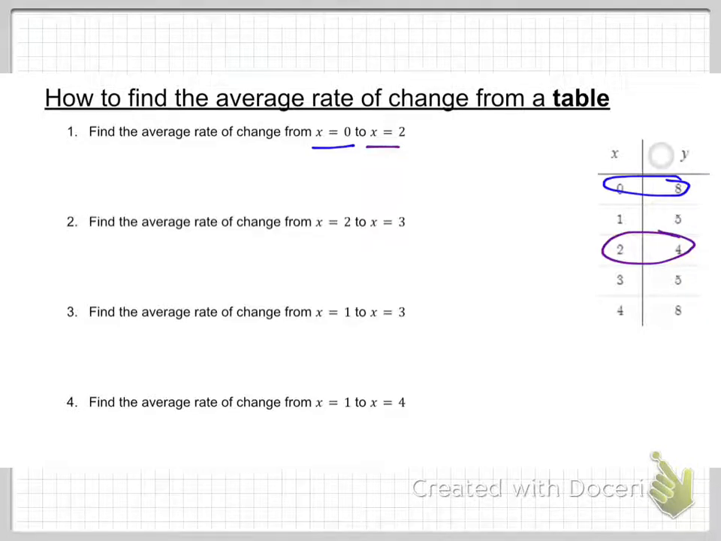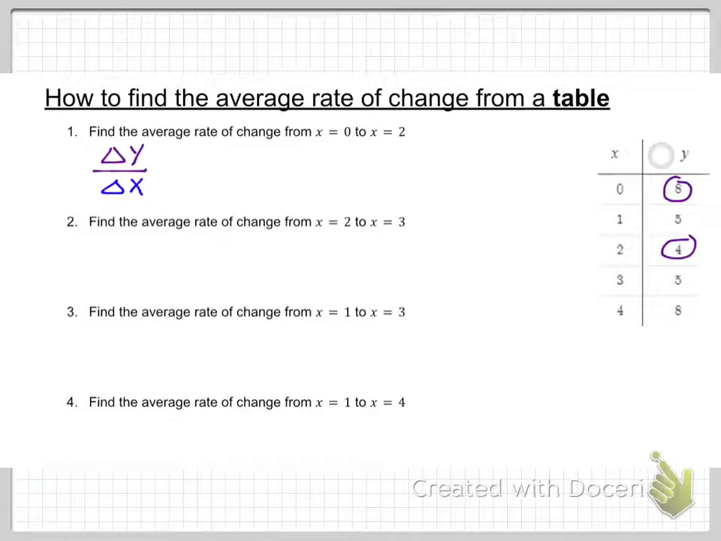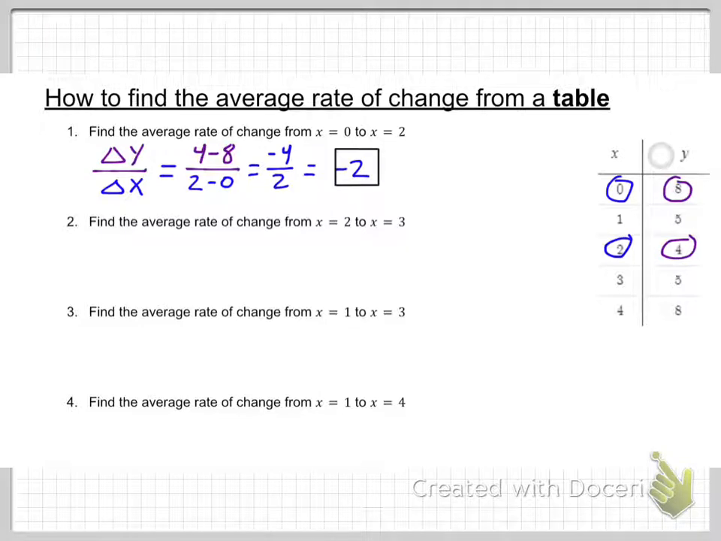Of course, this coloring might be a little confusing because notice I wrote delta y here. Well, the delta y is not 2 and 4, it's actually 4 and 8. So let me recolor these. So see, 4 and 8 are the y's, so the change in y is going to be the 4 minus the 8. And the change in x is going to be the 2 minus the 0. This gives us a negative 4 over 2, which simplifies to negative 2.